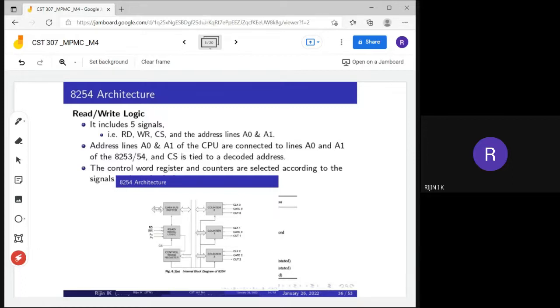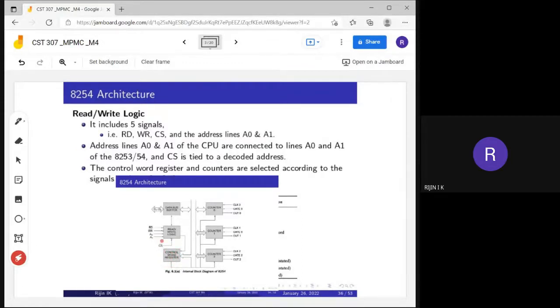Actually, these two pins are used for selecting a particular counter. That means if A0 and A1 are both 0, it will select counter 0. If it is 0, 1, then it will select counter 1. And if it is 1, 0, it will select counter 2. And if it is 1, 1, then it selects the control word register.